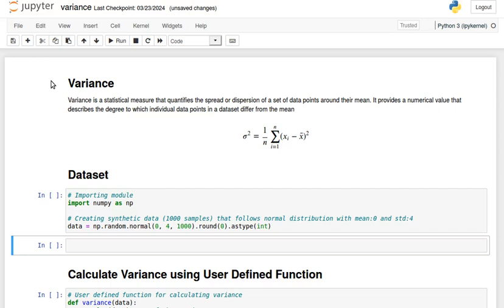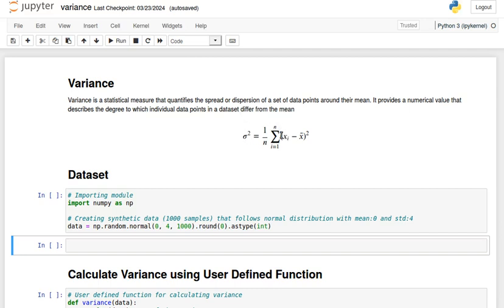Today we will be discussing variance. Variance is a statistical measure that quantifies the spread or dispersion of a data set around its mean. It provides a numerical value that describes the degree to which individual data points differ from the mean. Here is the formula for the variance.